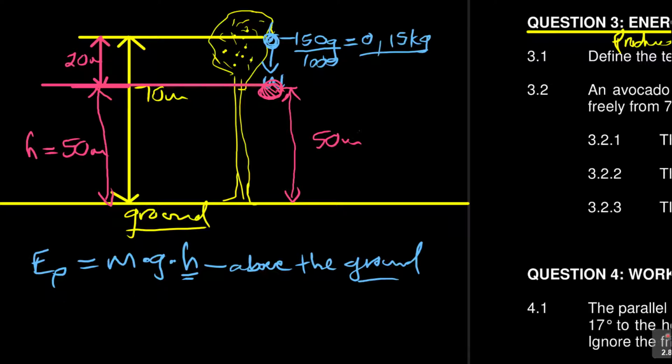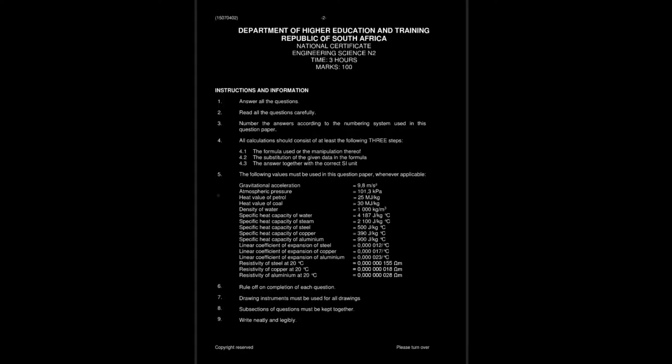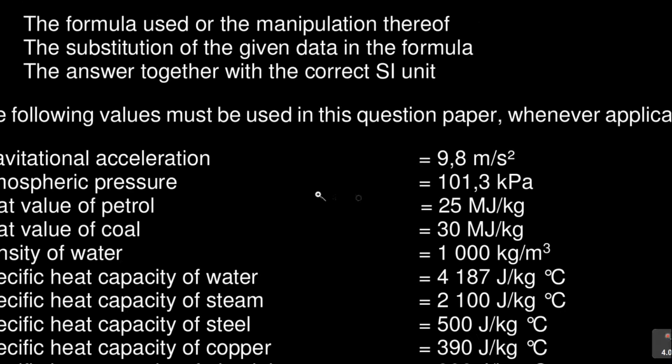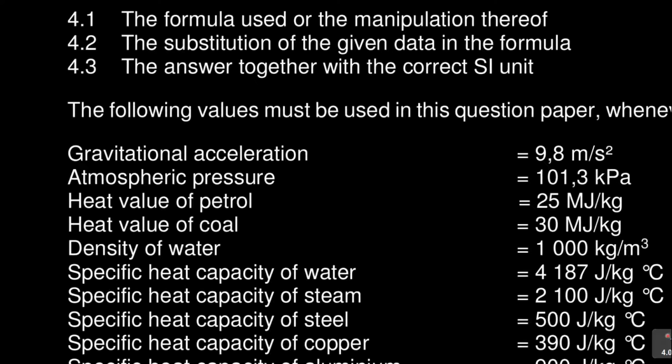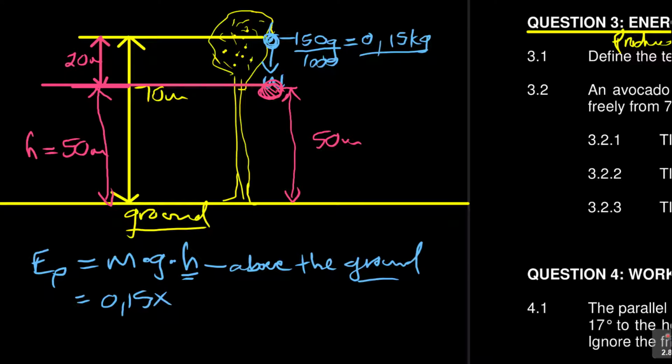Now when you're using this formula EP, it will be m, which is the mass, remember to convert it, which is 0.15, times gravity. I think they told us we must use 9.8. Remember that in the beginning we did check this. This says acceleration due to gravity. We are using that 9.8. So we are going to write there 9.8 times the height, which is already in meters, is 50. That's the key thing they wanted to check you on.